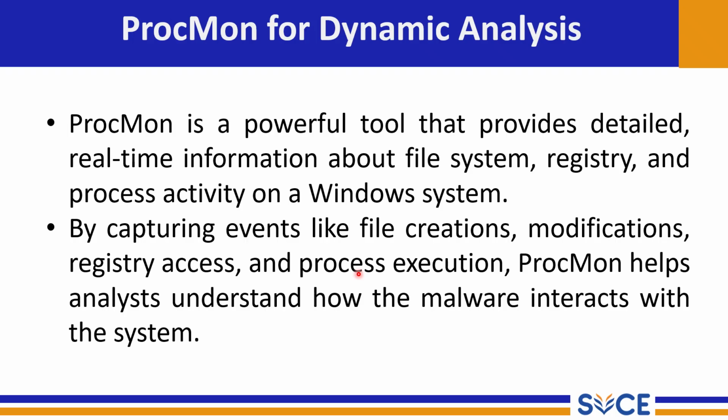And filtering for efficiency. ProcMon allows users to filter the events based on various criteria, for example the process name, file path, or the operation type, to narrow down the analysis and focus on relevant information. Then identifying malicious indicators: by observing the patterns of system events, analysts can identify behaviors that are indicative of malware, such as attempts to modify system files, create hidden processes, or communicate with suspicious network locations.